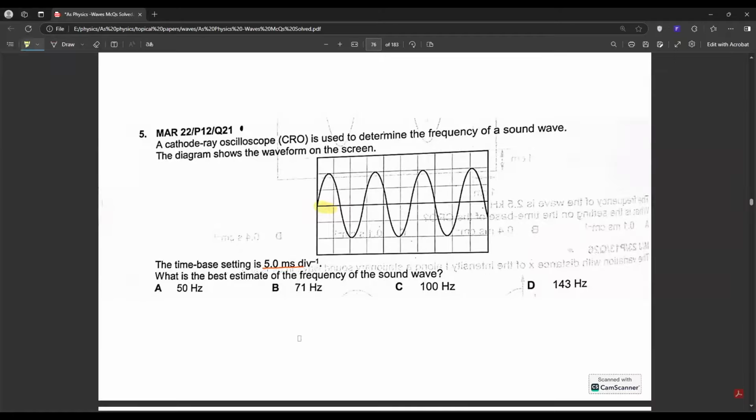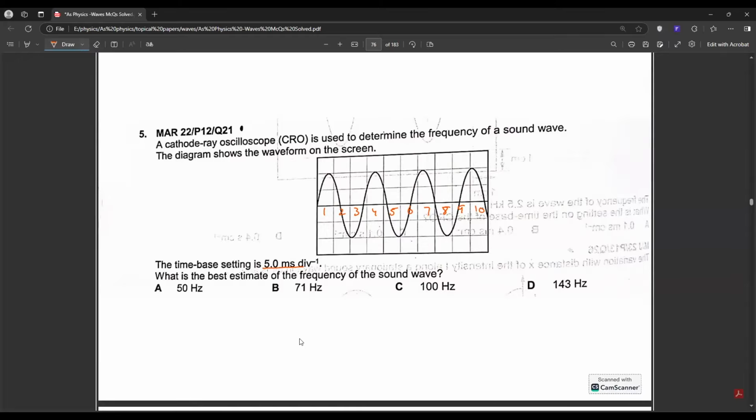Perfect. How many boxes do we have here? 1, 2, 3, 4, 5, 6. Let me count it with the numbers. This is getting a little unclear. Let's do it again. 1, 2, 3, 4, 5, 6, 7, 8, 9, and 10.